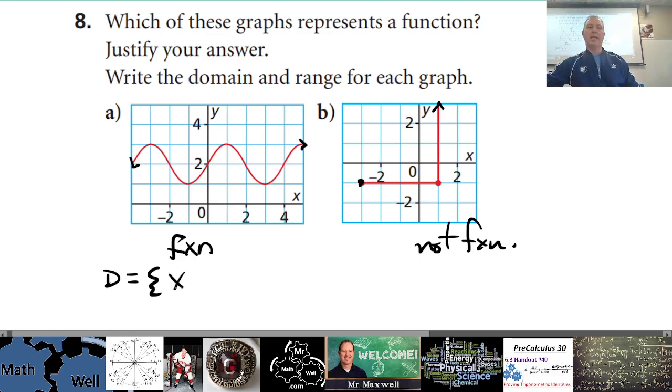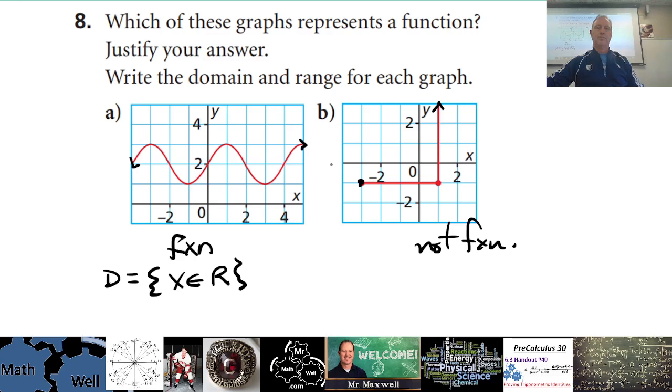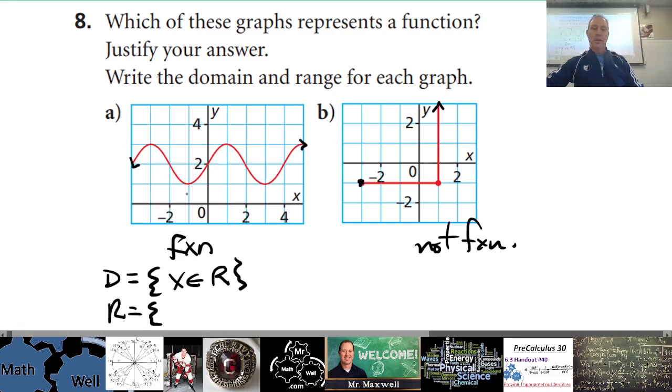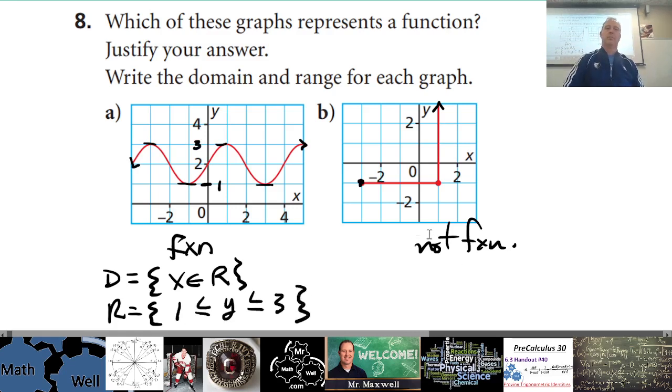So the domain is x is an element of all real numbers. That means it can be anything. X goes forever left, forever right, to negative infinity, to positive infinity. The range here is not infinite. It's from 1, that's the low point here, all the way up to 3 being the high point. So 1 less than or equal to y less than or equal to 3. And because they are solid lines there, 3 is included, 1 is included, so I have the or equal to.